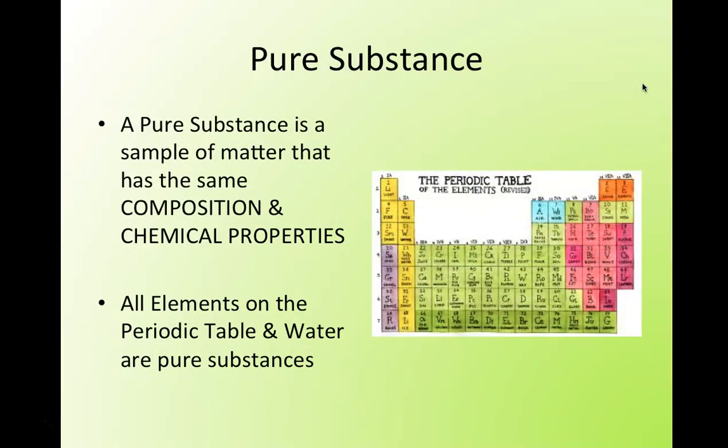First, we need to define what a pure substance is, and we've kind of already defined pure substances because we've looked at elements versus compounds. Element is going to be a pure substance. So a pure substance is a sample of matter that has the same composition and chemical properties. So all of these elements on the periodic table are going to be pure substances. They're going to have the same composition and chemical properties. So everything that you see on that periodic table when found by themselves are going to have the same composition and chemical properties.